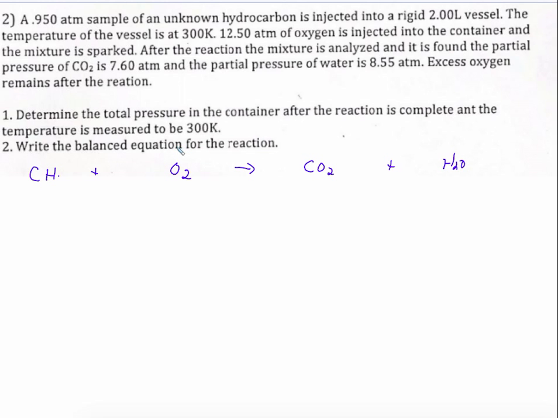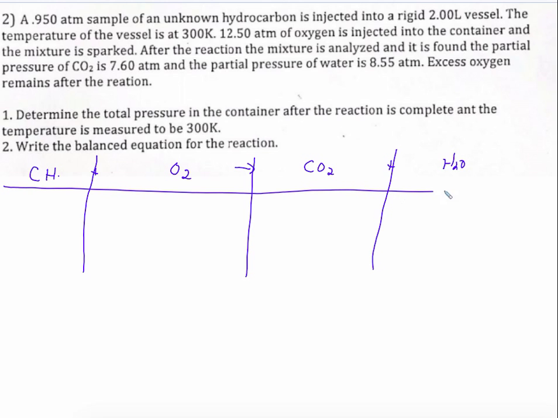All right, what I think is helpful when we're doing this is to make an ICE table. So I'm going to make an ICE table to help me keep my data straight. Initially, the CH, they're putting in 0.950 atmospheres.